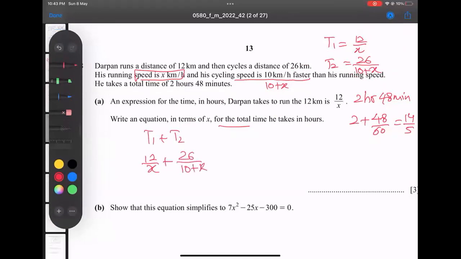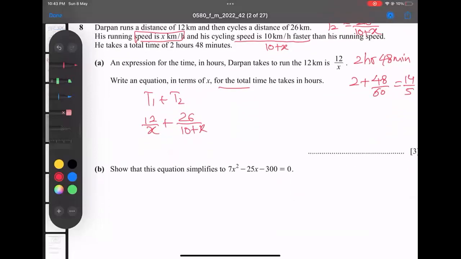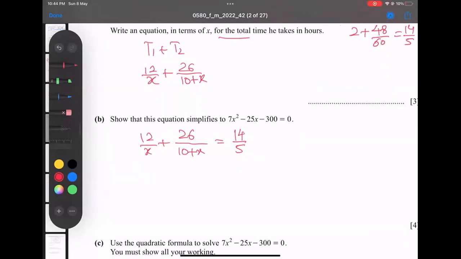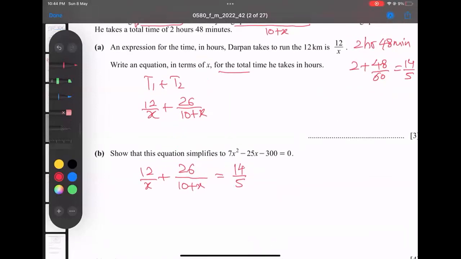And that's it. And now he's saying to show this equation. Okay, and now I'm saying 12, you can take LCM even, or just do it here, no problem. 10 plus x equals this total time, because we know the total time is 14/5. Now, after this, what is the next plan? The next plan is, okay, now take LCM, and it is very clear.